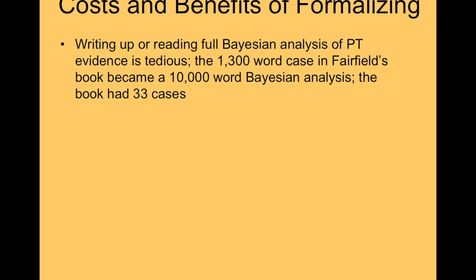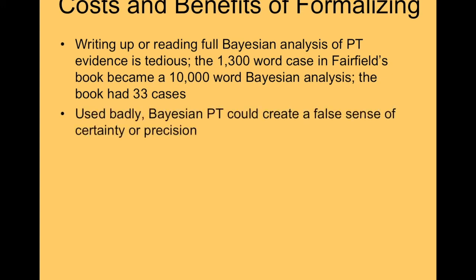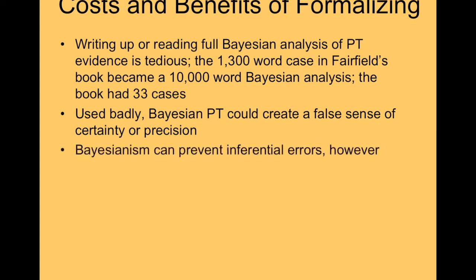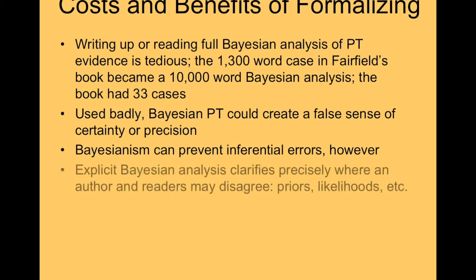And this was just one case, and her book had 33 cases. So to have gone full formal Bayesian on all of those cases, on all the pieces of evidence, would have been impractical, would not have been possible. There's also a danger that used badly, Bayesianism will create a false sense of confidence or precision. We could counteract that by doing some sensitivity analysis, as I discussed earlier. And I would say on the plus side, Bayesianism can prevent certain inferential errors. Being explicit clarifies our claims about priors and likelihoods, and it clarifies where we disagree with other people.